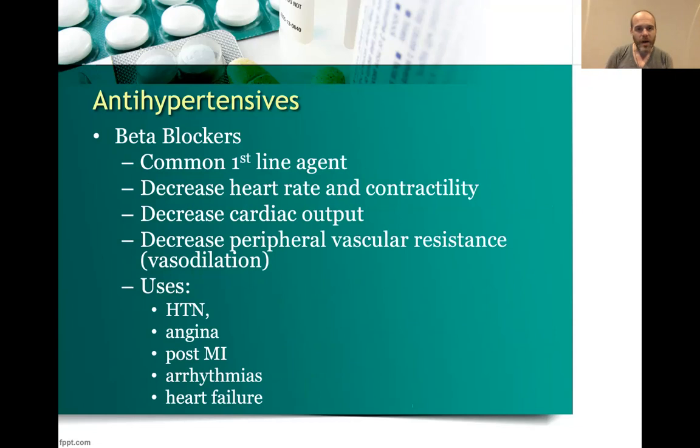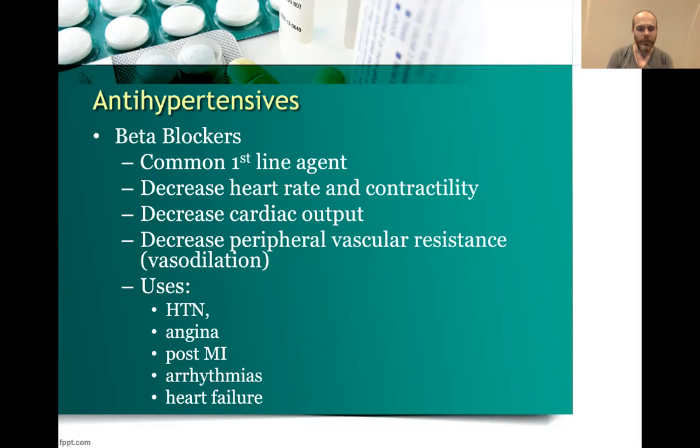Beta blockers are mostly affecting the heart. They're also another one that's often a common first-line therapy. Beta blockers decrease your heart rate and your contractility, so how hard your heart beats. So if it decreases that, it's decreasing your cardiac output, how much blood you put out, and it decreases peripheral vascular resistance, so it causes vasodilation.